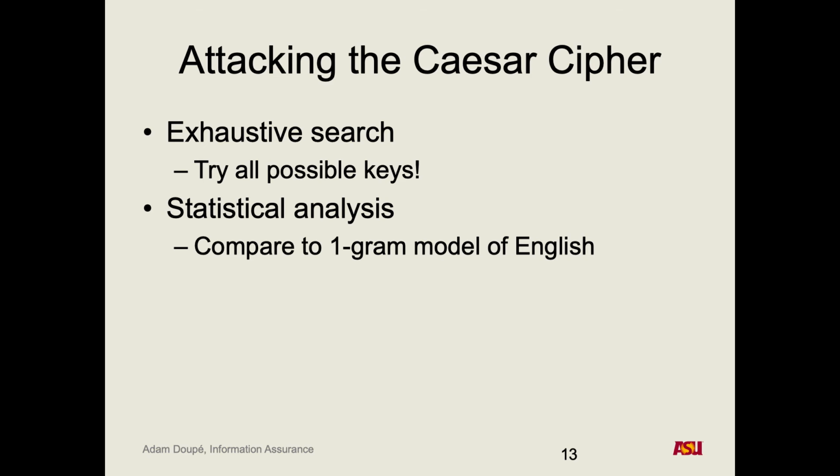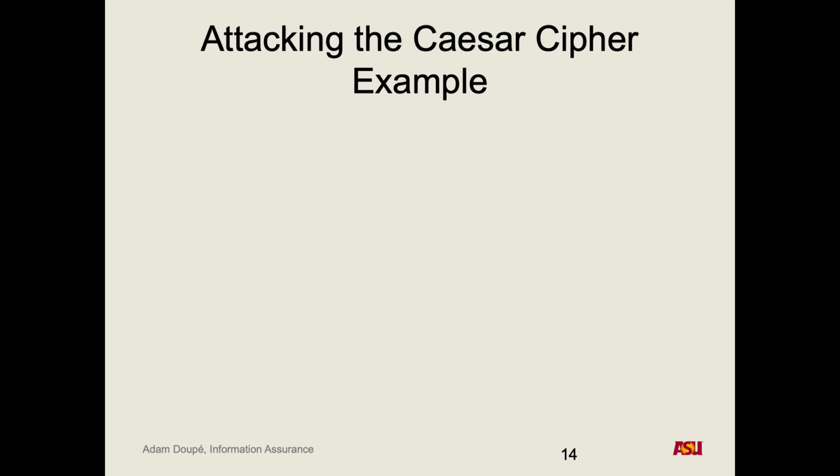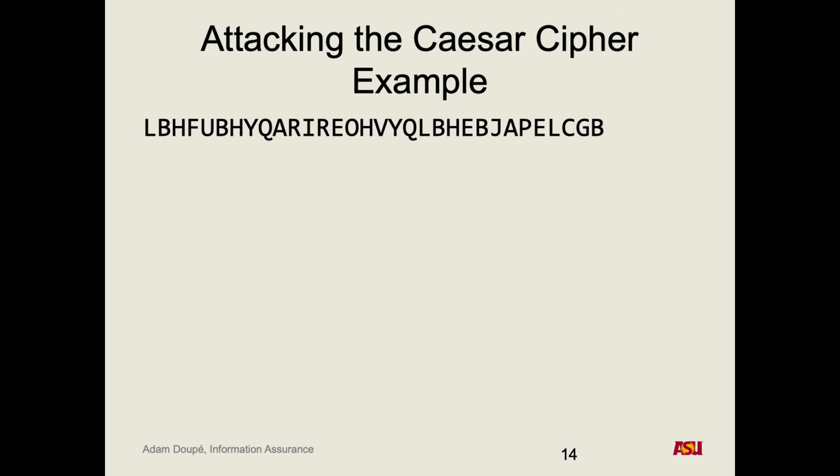A 2 gram model would be the frequency of 2 characters appearing one after the other. And you can even go on to 3, 4, all this kind of stuff. You can think about words. So how does that help us then attack the Caesar cipher? So let's say we have some ciphertext. It's not a ton of letters. I think it's roughly 20 letters.